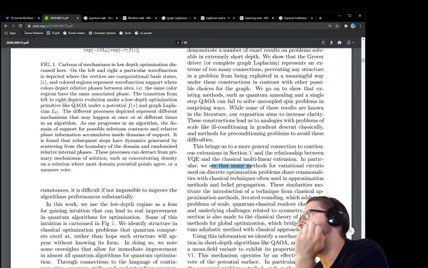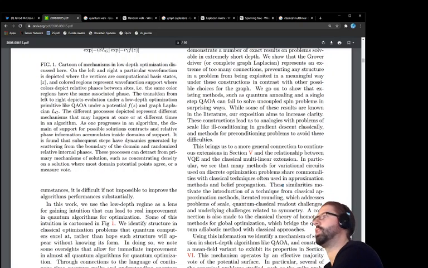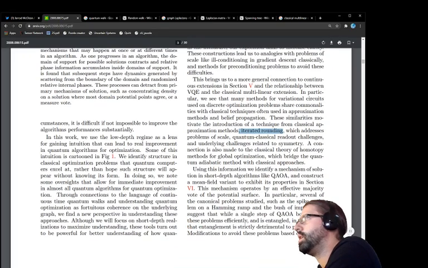In practice, we see that many methods for variational circuits used on discrete optimization problems share commonalities with classical techniques often used in approximation methods and belief propagation. The similarities motivate the introduction of a technique from classical approximation methods, iterative rounding, okay, which addresses problems of scale, quantum classical readout challenges, and underlying challenges related to symmetry. A connection is also made to the classical theory of homotopy methods for global optimization, which bridge the quantum adiabatic method.